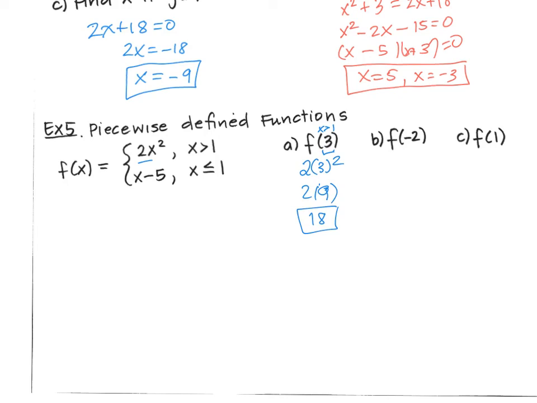Now I'm going to plug in -2. Is -2 greater than 1? No. Is -2 less than or equal to 1? Yes. Since -2 is less than or equal to 1, I'm going to use the second expression for the function. So that's x minus 5. What is x? -2 minus 5. So I'm going to get -7.